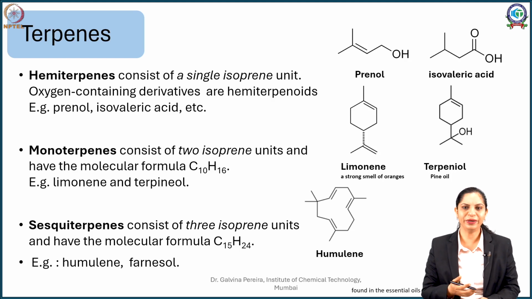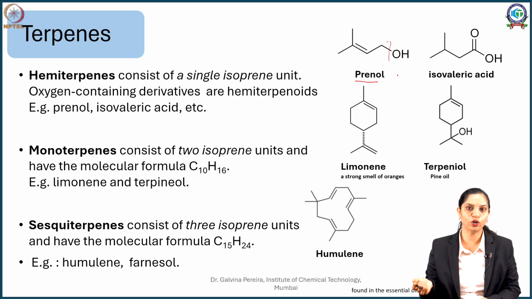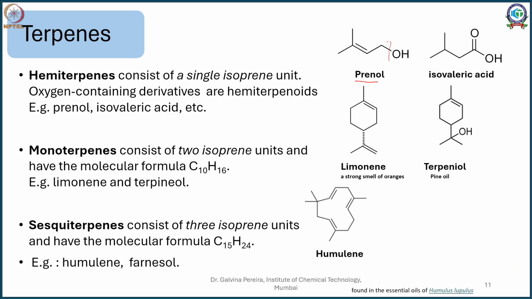So example of hemiterpene is your prenol. In this case it is isoprene, but when it is prenol you call it a terpenoid. Now again one more example of isoprene is, you can easily see here, isovaleric acid, the same functionality. So this is my 5 here.